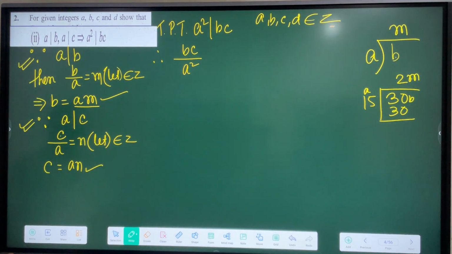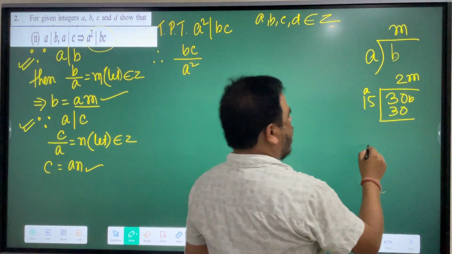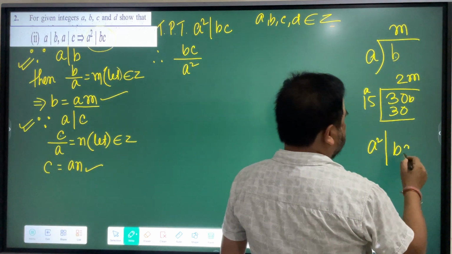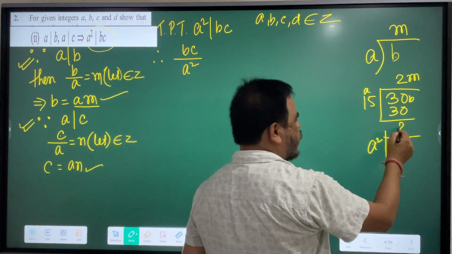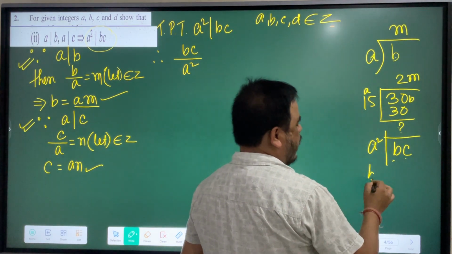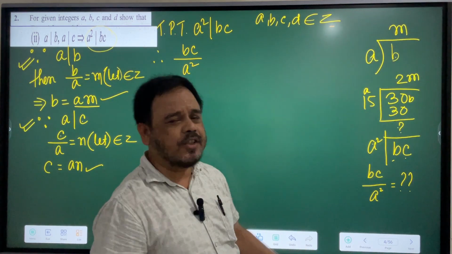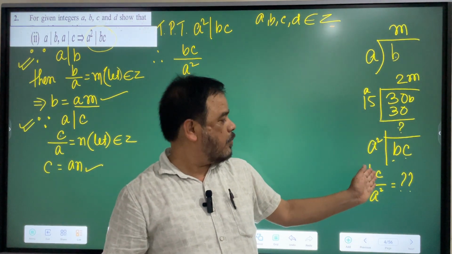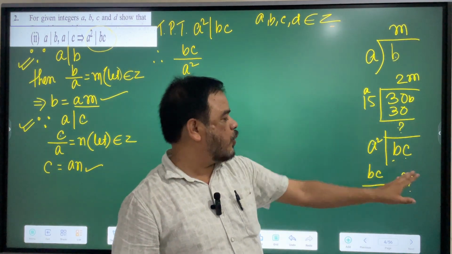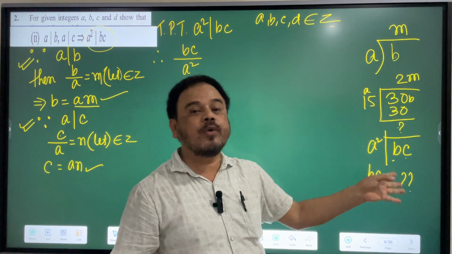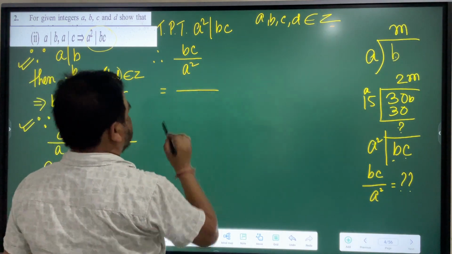Now what to prove? It is required to prove that a square divides bc. We have to prove that a square divides bc. So here we have to get something. a square into how much is bc? That is what we have to find. That means bc by a square equals one integer, any integer. If we divide bc by a square, we have to get something because it's divisible. So let us see whether we get an integer or not.